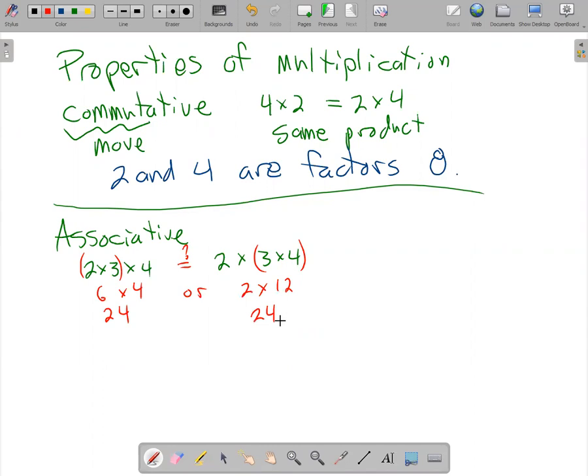And the numbers didn't move. I didn't move the 2 or the 3 or the 4. They stayed exactly where they were. I just choose to associate them differently with parentheses. Right? So this is different than the commutative property. So I want to look at this with the color rods.